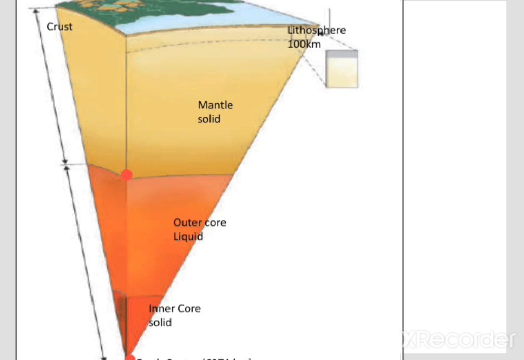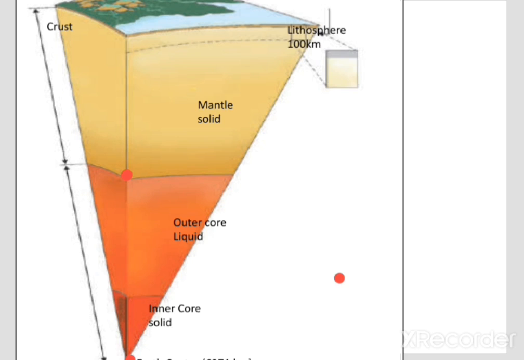3471 kilometer. This is the core. Understand everyone? Clear? First, crust: it is 30 kilometer, average 30 kilometer. After that, mantle: 2870 kilometer. And after that, the core is 3471 kilometer, and Earth's center is located at 6371 kilometer. Okay, so in this way we come to know the thickness of these layers.